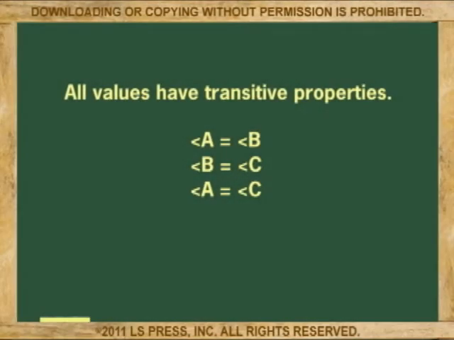That all values have transitive properties means that values that are equal are transferable. So that if angle A equals angle B and angle B equals angle C, then of course angle A must also equal angle C.